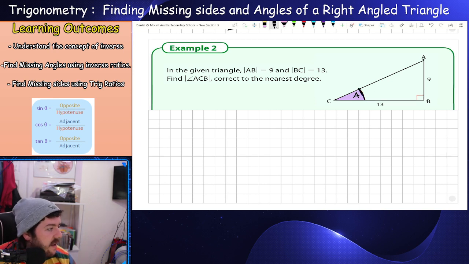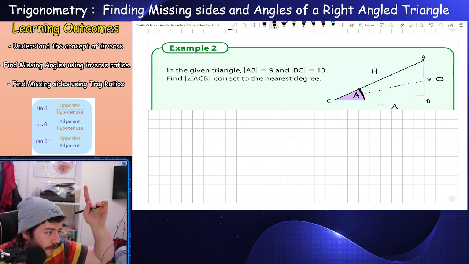Find this angle A. Well, I'm going to use my trig ratios. So what sides do I have here? Well, let me label them. The side opposite my reference angle is 9, so that's my opposite. Therefore, this one's going to be my adjacent. And remember, this side is always my hypotenuse because it's opposite the right angle and it's the longest side. So I have my opposite and my adjacent.